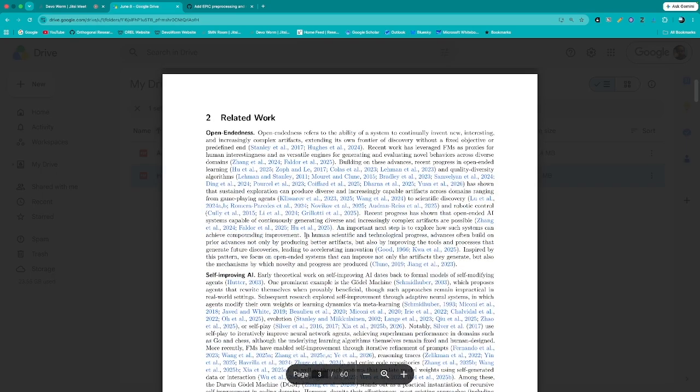And so they do hit on a couple of themes that are really interesting. Of course, they hit on this open-endedness theme. So open-endedness refers to the ability of a system to continually invent new, interesting, and increasingly complex artifacts, extending its own frontier of discovery without a fixed objective or a predefined end. And so open-endedness is a very important theme in artificial life, but also in complexity theory.